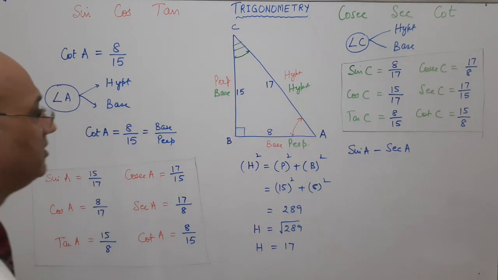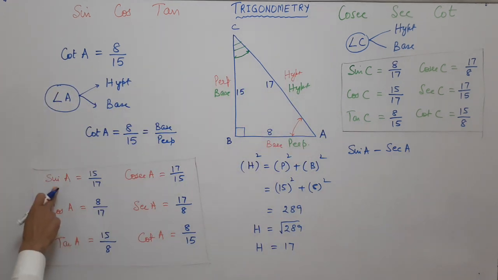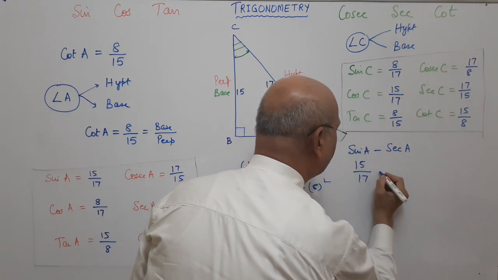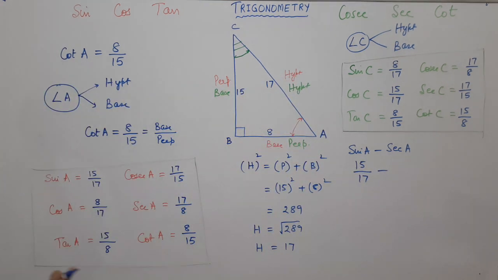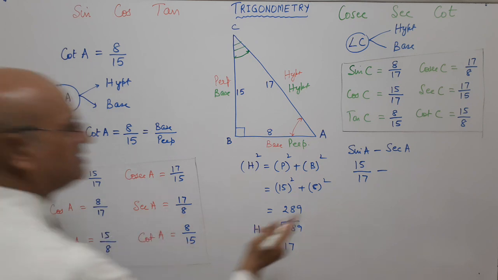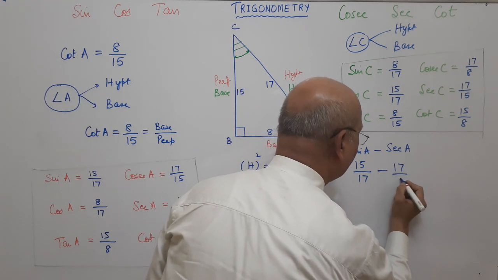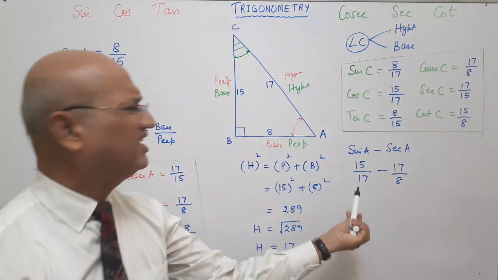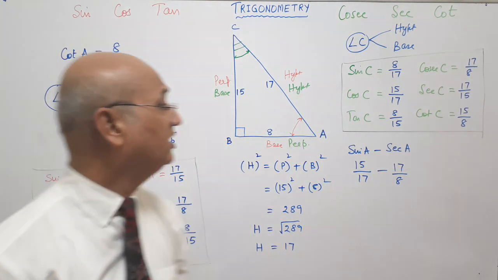Okay. So for sin A, you see the value here. Sin A is 15 by 17. And for sec A, it is 17 by 8. You solve these two fractions, you get the values. I'm not doing that subtraction. I know that everybody can do it.